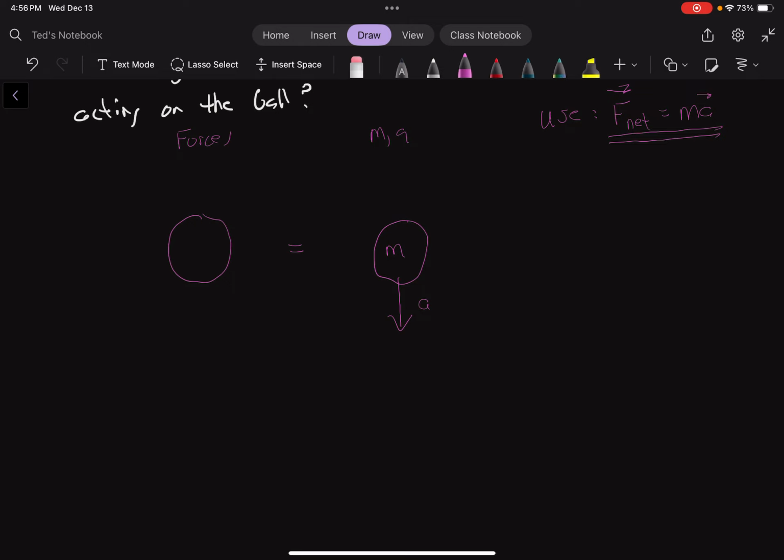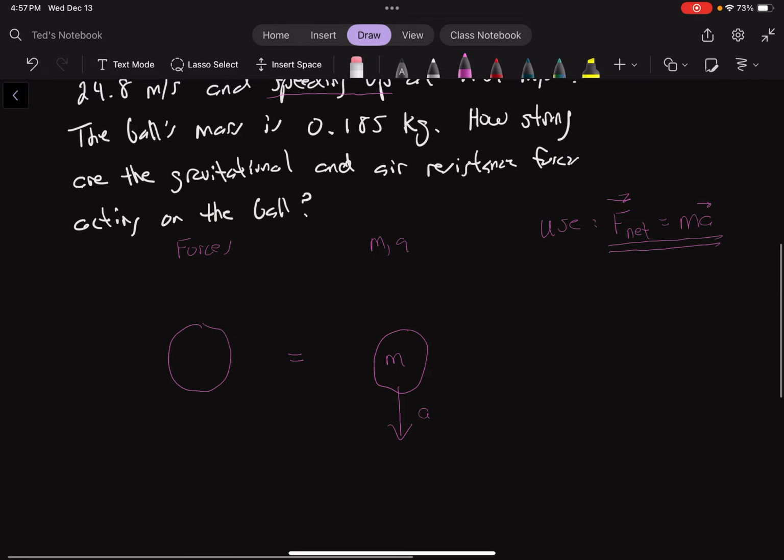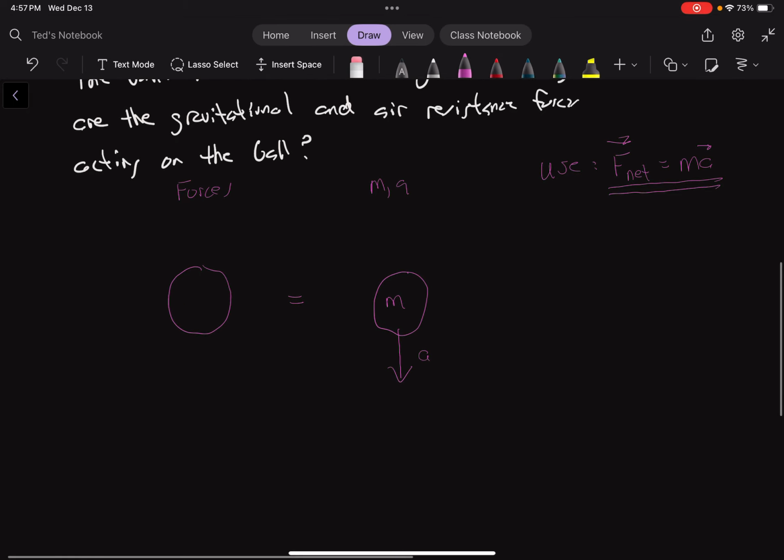Okay, so that is the right-hand side of the equation. On the left-hand side of the equation, I want all the forces acting on the ball. So we know that gravity is acting on the ball, and we know that gravity always pulls everything down. So we're going to label this force of gravity.